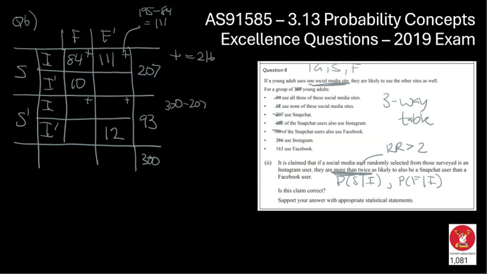And then finally, 163 use Facebook, so this total down the bottom is 163. I could figure out this one here by doing 300 minus 163, which is 137. Hopefully I'm not doing any math errors. And I've used up all the numbers now.